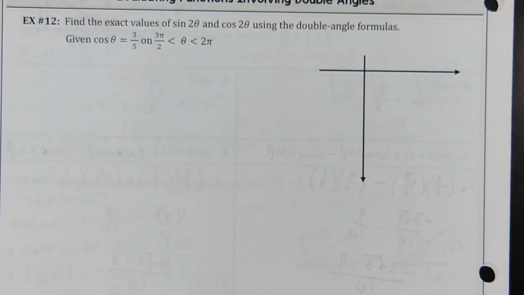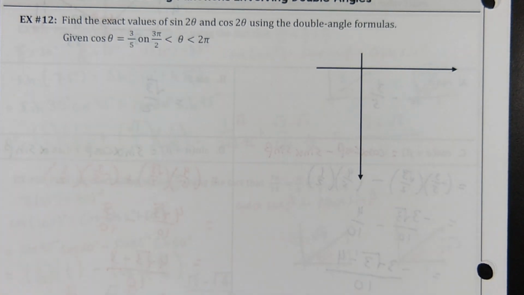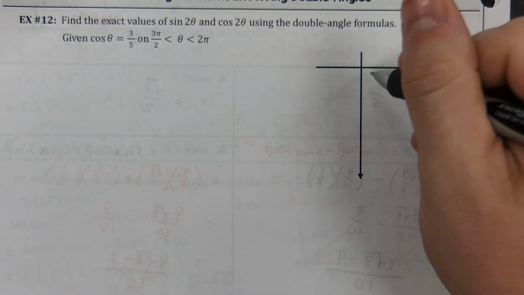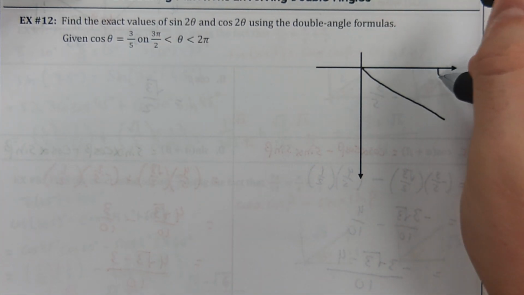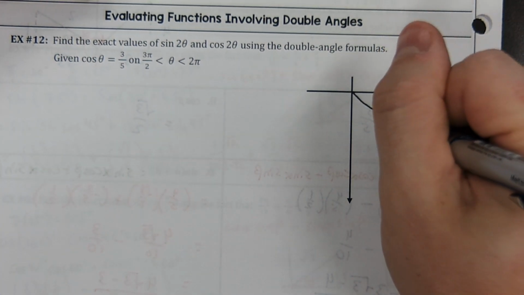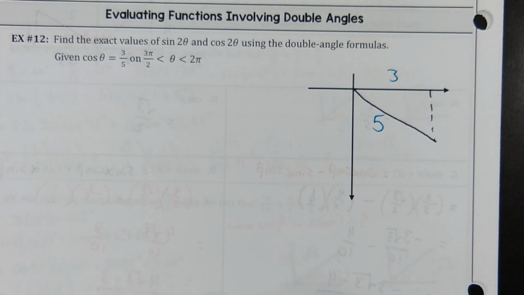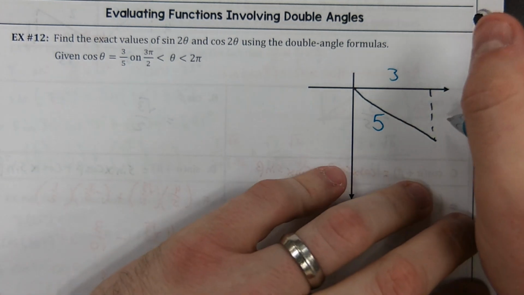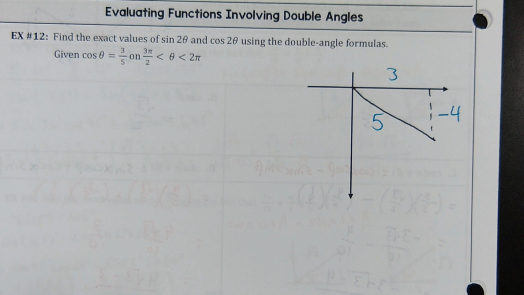We're going to find exact values for sine of 2 theta and cosine of 2 theta given only this information. We know that cosine of theta is going to give us 3 over 5, and we know we're in quadrant 4. Cosine is x over r. How would I find the missing side? Pythagorean theorem, but what is the missing side? It's almost 4. What is it? Negative 4. Because I am in quadrant 4, where y's are negative.